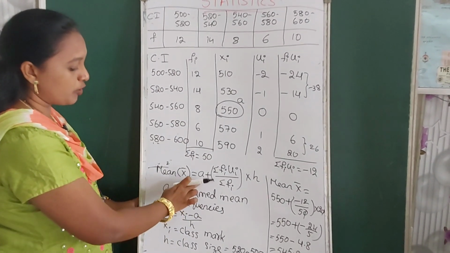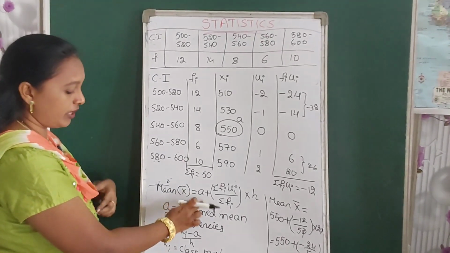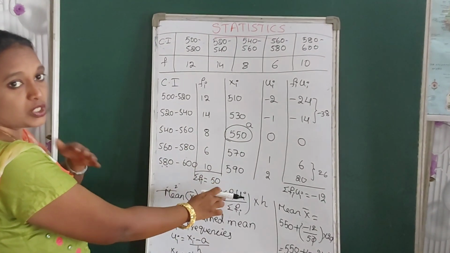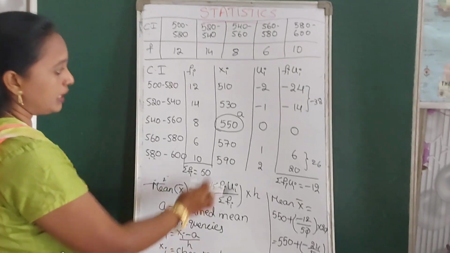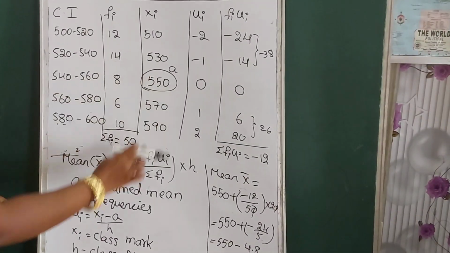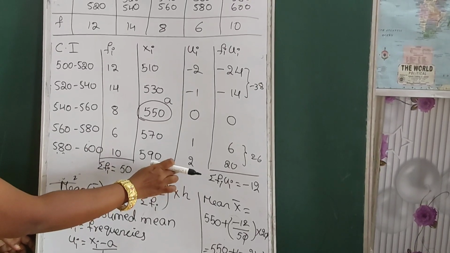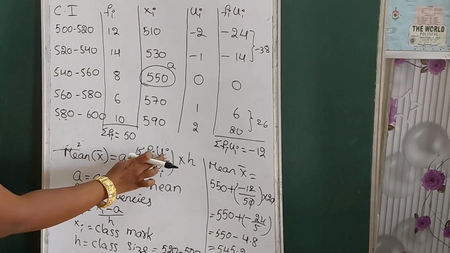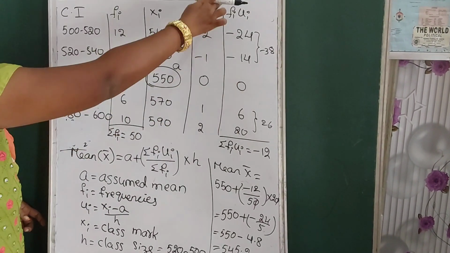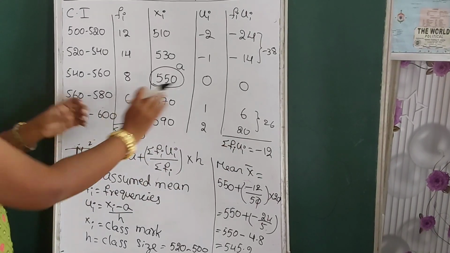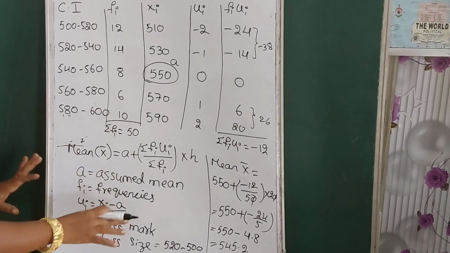So we need the assumed mean. The assumed mean comes from mid values. So you have to find out the mid values, that is the xi's. After this you need ui. So the ui's are very easy to calculate. After that you have to find out fi into ui. Next you have to add up all these and substitute all these values in this formula.